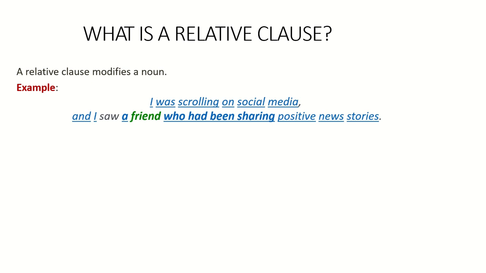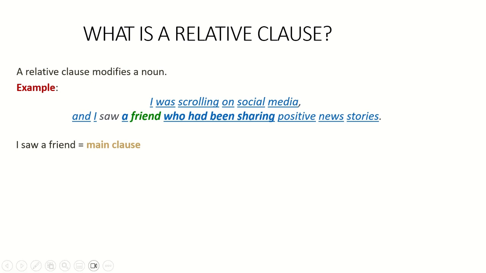Now I want to add a piece of information about that friend who had been sharing positive news stories. I have to add something about this friend. I have to add information about this friend to know exactly whom I'm talking about. So because of that, I added this clause: who had been sharing positive news stories.